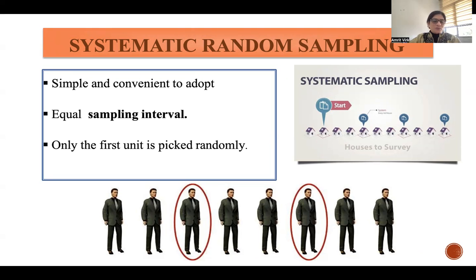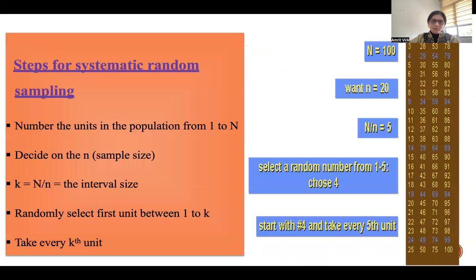To find the additional units, we need to calculate something which is called the sampling interval or the sampling fraction. So these are the steps for systematic random sampling, wherein we first calculate the sampling interval or the sampling fraction, which is denoted by the letter K. And the sampling interval can be obtained by dividing the total population by the sample size.